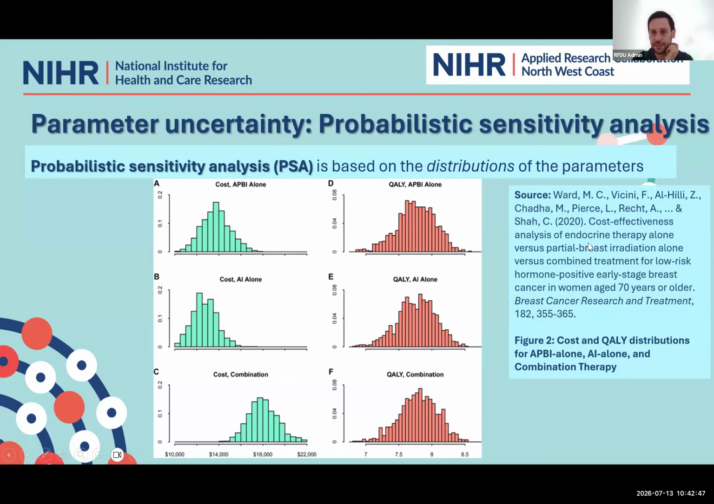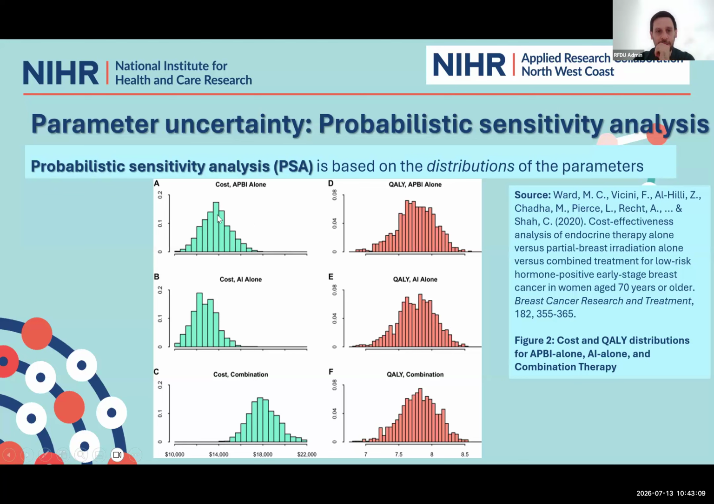In this example, we got figure 2 from this specific paper, where we have the cost and quality distribution for APBI alone, AI alone, and combination therapy. Now, let's not focus too much on the acronyms. Let's just think about the figures and what they're trying to represent here.